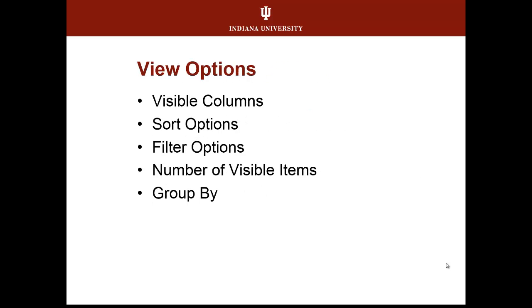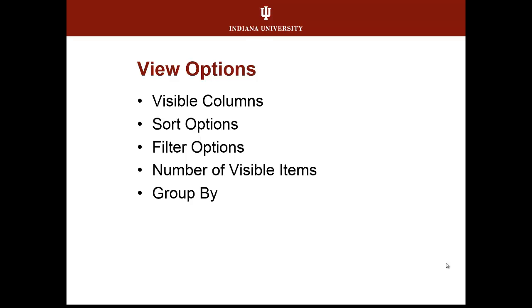Different view options. How can you build a view? Well, you can set up which columns are visible, so you can set it up that more columns are visible or fewer columns are visible. You can also decide how items are sorted when people are looking at them. Maybe you want everything based off the date. Maybe you want everything based off the title. Maybe you want everything based off the person that is associated with this particular list item or document.